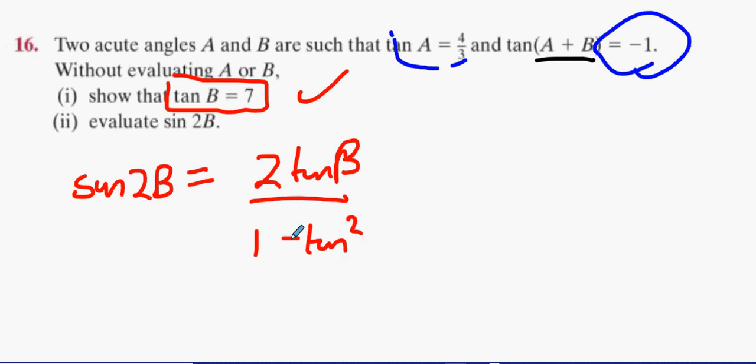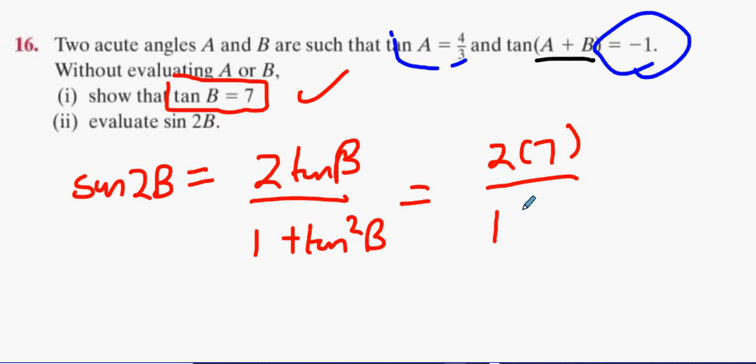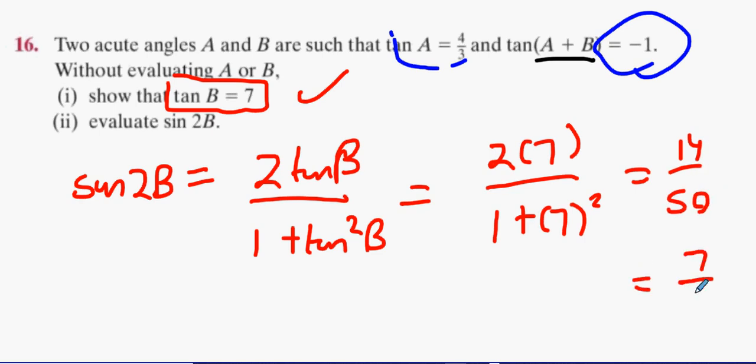Plus or minus? Alright. So what am I going to do? 2 times 7 divided by 14 over 7 over. Is that alright?